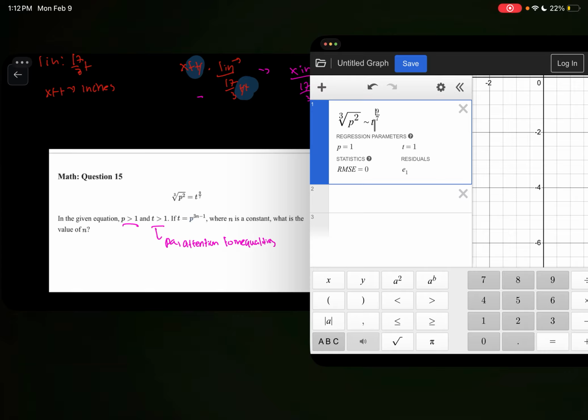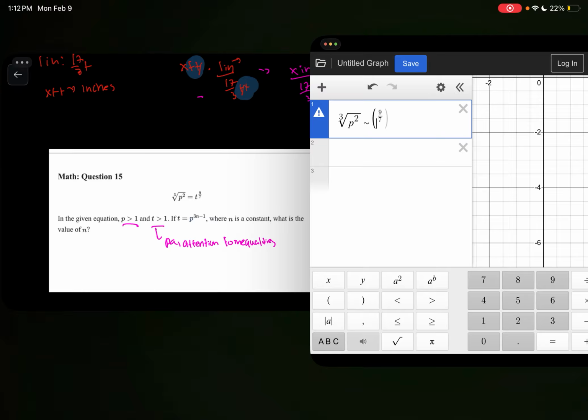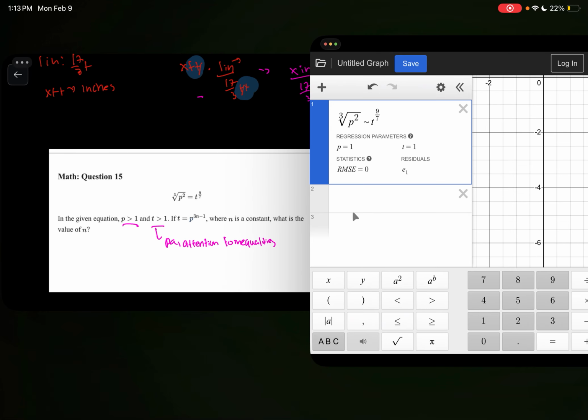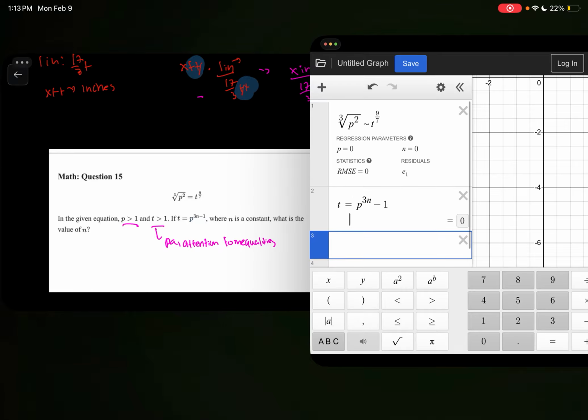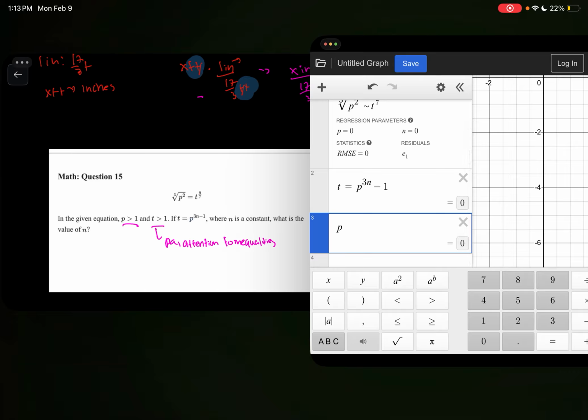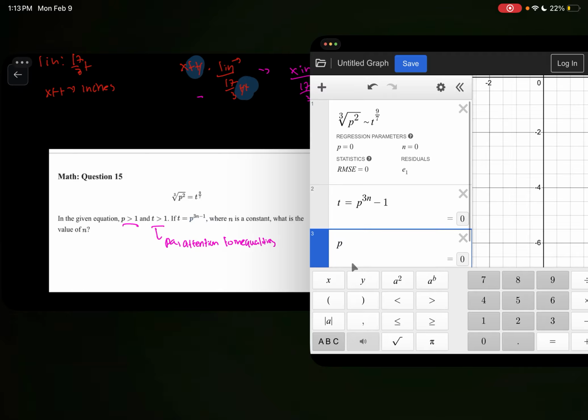But we can substitute p as p to the power of 3n minus 1. It's right there. So just do that real quick. Let me try P, and then P T is equal to P to the power of 3n minus 1. All right. Now we know that P is greater than 1, and so is T. So when I see that, we can just plug in a number for P. I like choosing 2.